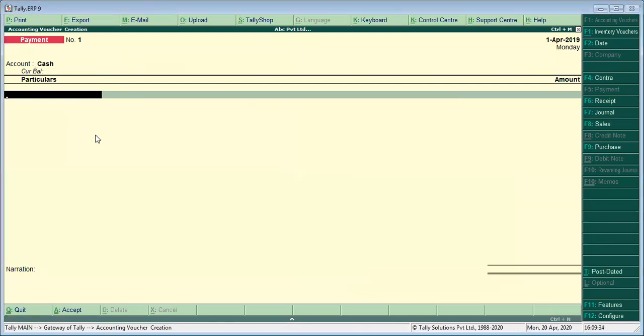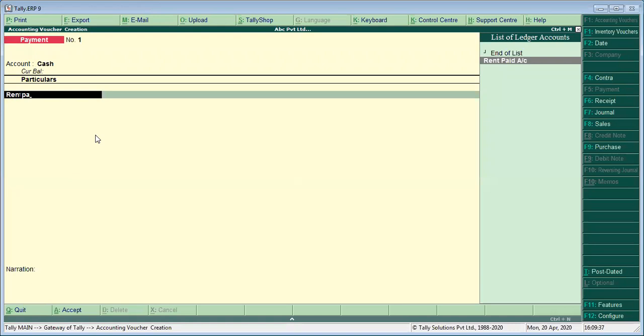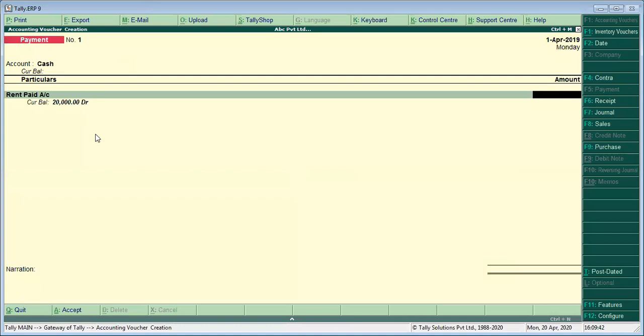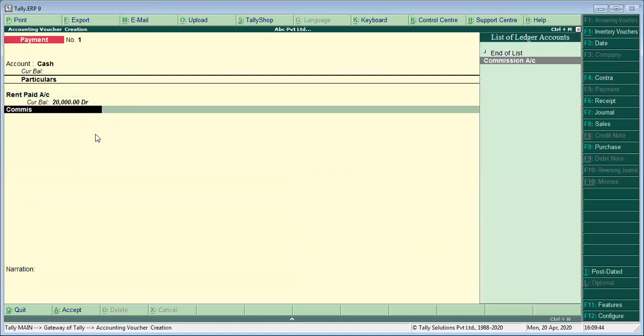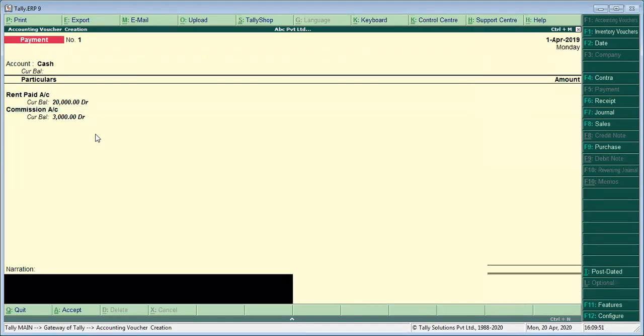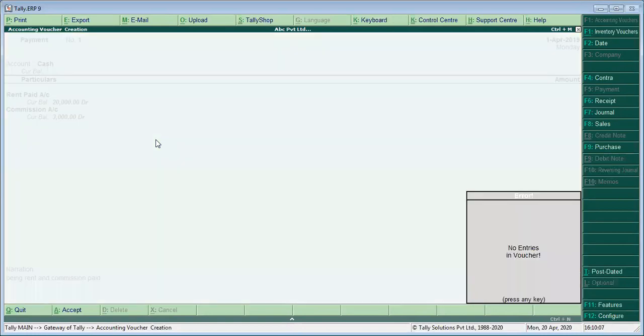So what is the transaction? Rent paid account, which we have already created. See, the entry is going to appear here. And one more is commission account, which we have also prepared. So what is the narration here? Being rent and commission paid. So no entries in voucher yet. As in the previous session, press enter.